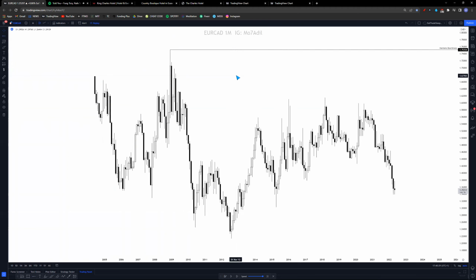So we have our monthly structure. So we don't really need to look for supply because it's a monthly. It's going to take years and decades. We're probably going to die by the time it comes up to a supply zone in here. So let's just go straight down to the weekly.